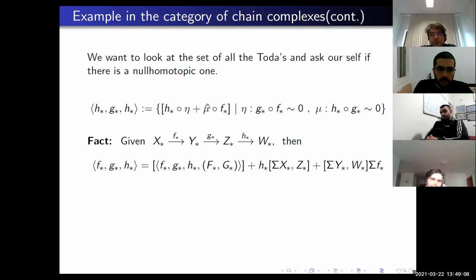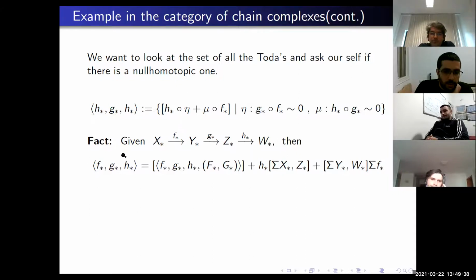When we run over all the choices of null homotopies, this is the set of all the Todas. It's not all the homotopy classes of Todas, okay? So we want to find one that is 0 here. If we have a Toda that is 0 in its homotopy class, then the diagram is rectifiable. If not, no. So no, because it's if and only if.